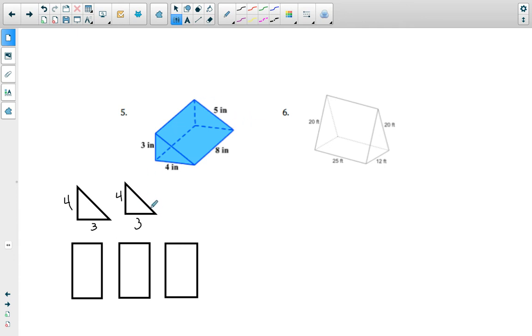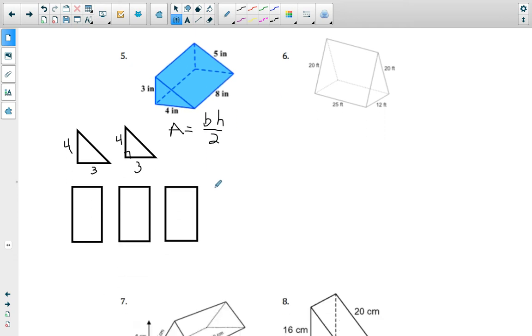However, for area, I don't need that. I need my base and my height. Remember, here's my base, height. So, area of a triangle equals 1/2 base times height, or another way, base times height divided by 2. Area of these rectangles are all going to be base times height.